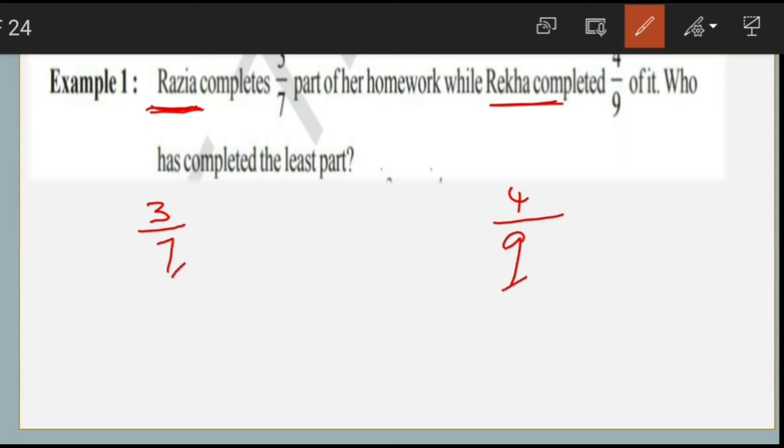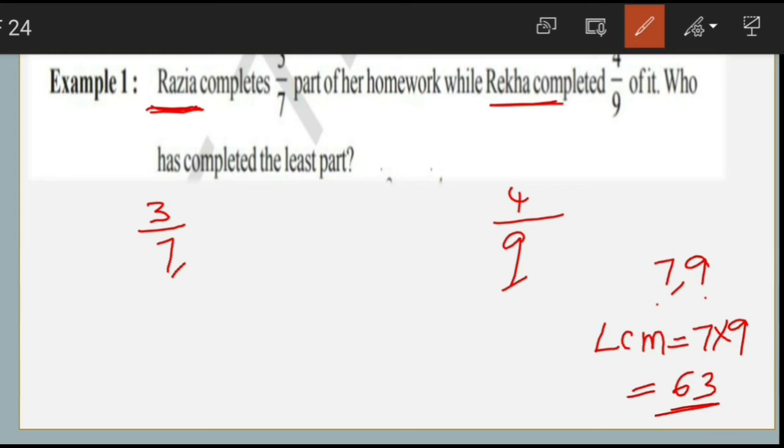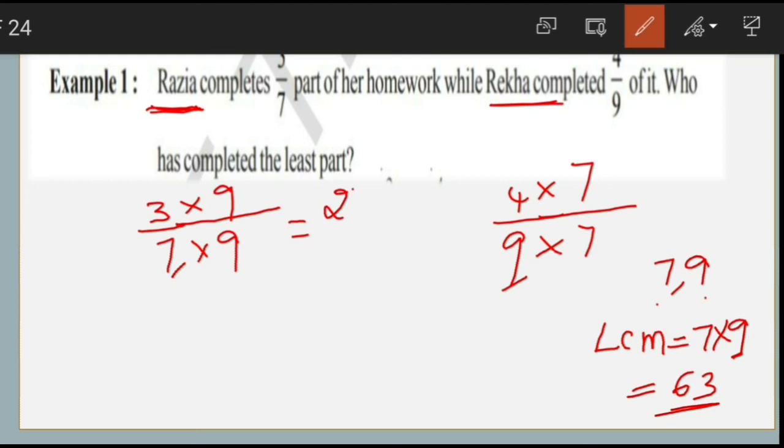Observe that 3 by 7, 4 by 9. Denominators 7 and 9. Observe these denominators. They don't have any common factor. So LCM becomes 7 into 9, that is 63. So for this, take first fraction and multiply with 9. Take second fraction and multiply with 7. Then this becomes 27 by 63, and this becomes 28 by 63.